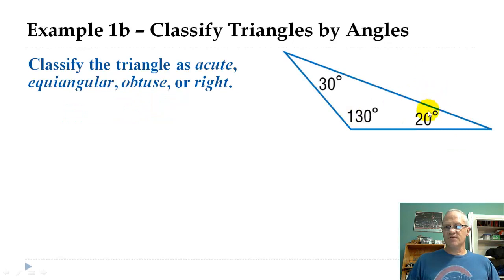Look at the three angles. We've got 20, 30, and 130. Okay, well, we know it's not equiangular because they all have to be 60. We just did that one. If you look, see what's left. Acute means they're all less than 90. Well, we got less than 90, less than 90. Oh, wait a minute, that's bigger than 90. So that means it's got to be obtuse. Okay, so that is an obtuse triangle.